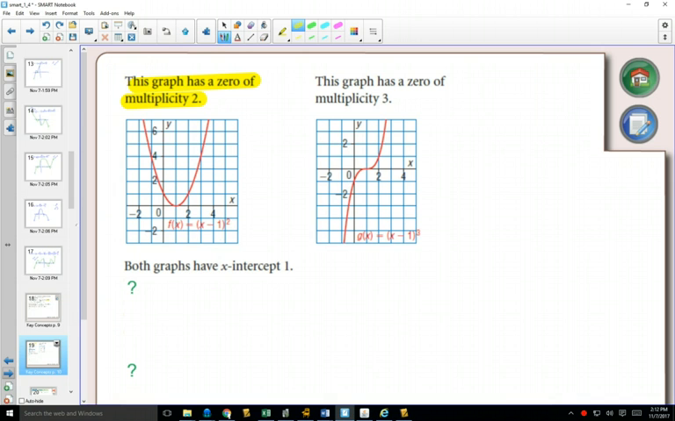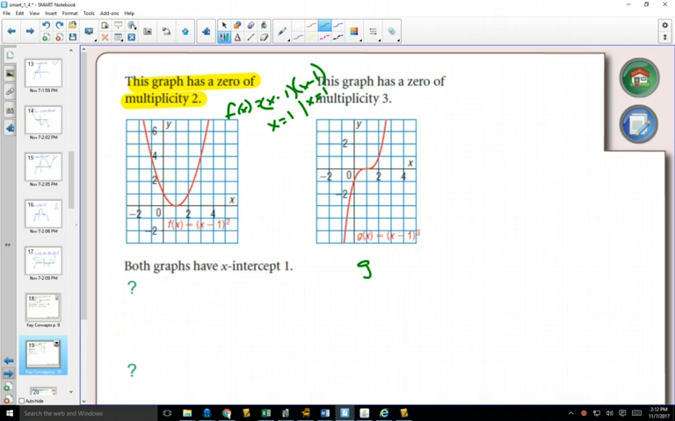Because if you wrote it out completely, you would have f of x equals x minus 1. If you were factoring, you might get x minus 1 times x minus 1. And if you were finding your x-intercepts, you would get x equals 1 twice. And when you get something twice, we'll say that it has a multiplicity of 2.